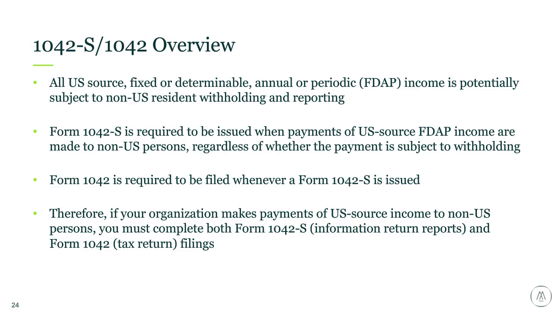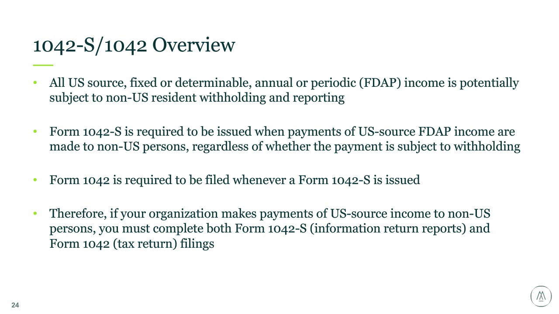All right, so 1042-S, 1042 overview. Here, you're going to see something similar to the 1099 reporting requirements with one significant difference. Reportable payments made to non-U.S. persons include all U.S. source, fixed, determinable, annual or periodic income. So U.S. source here being the key. You will not see exclusions for exempt recipients in 1042-S reporting. So ultimately, if you do make U.S. source payments of FDAP income to foreign persons, you now have a 1042-S reporting requirement.